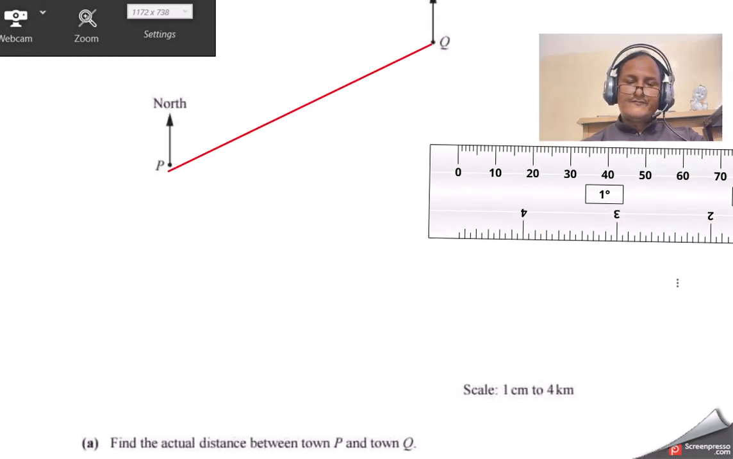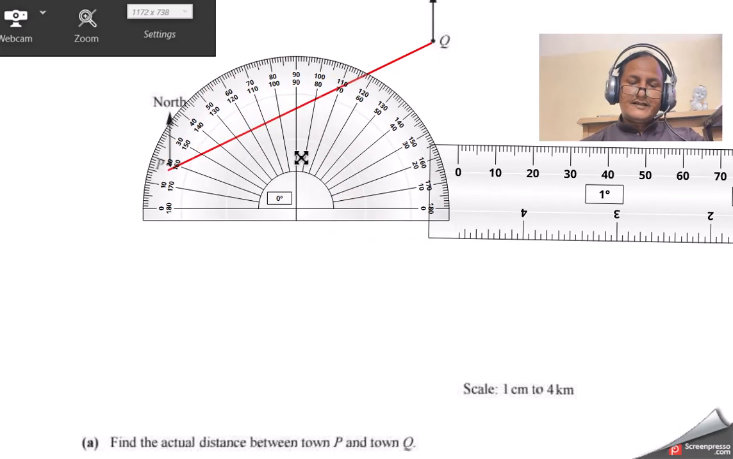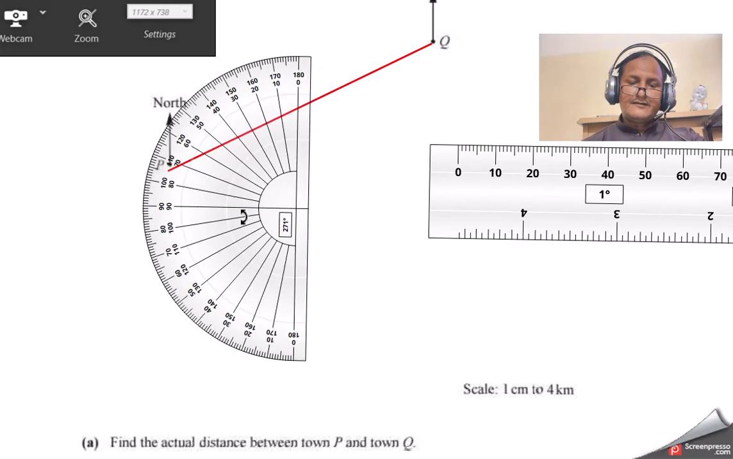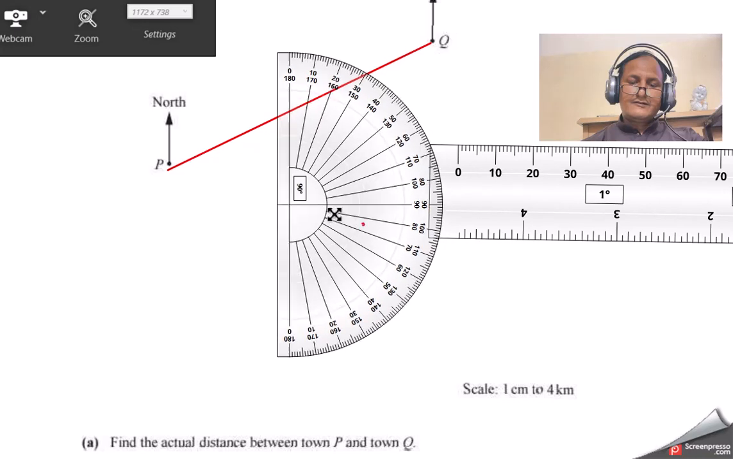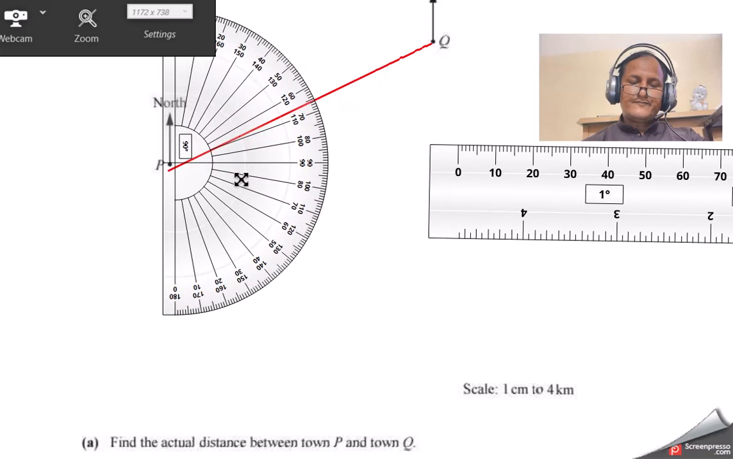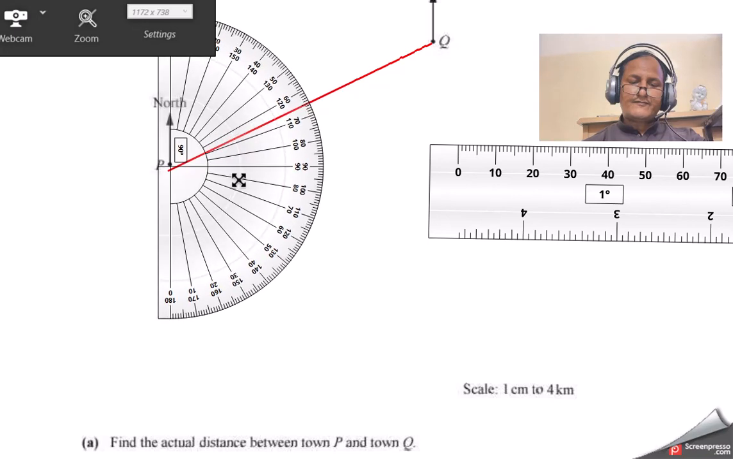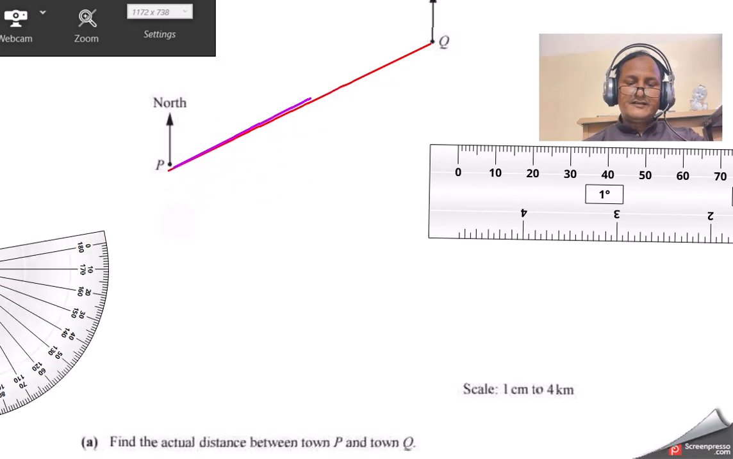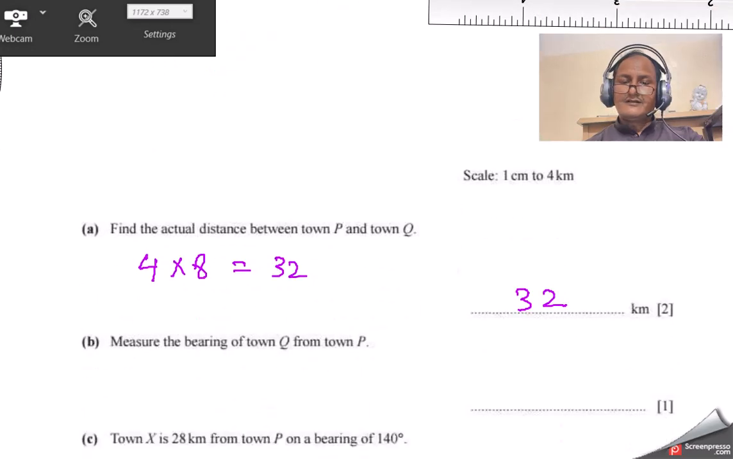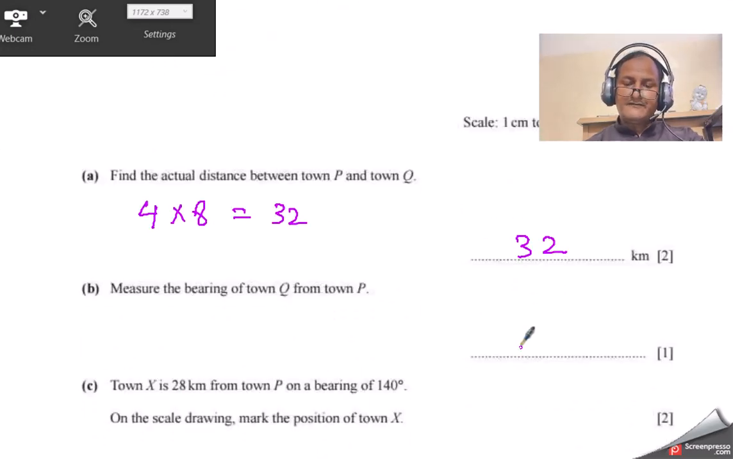Bearing is also from P to Q. For example, we're supposed to find the angle. If we check, this angle represents 65. The bearing is supposed to be written in 3 digits, so we write the bearing as 065 degrees.